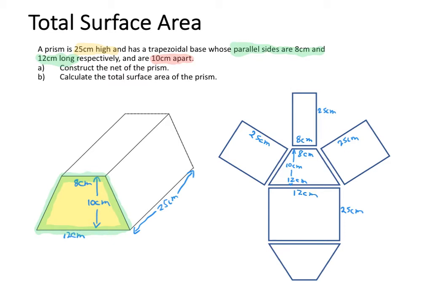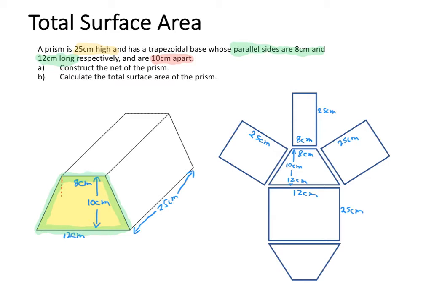The other two rectangles are going to be the length of the sides, the diagonal sides of the trapezium. We haven't been told those sides yet, so we need to go ahead and calculate them. The best way to calculate them is to use a little bit of Pythagoras. So the trapezium can be broken up into smaller shapes.